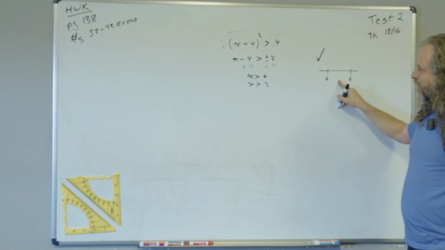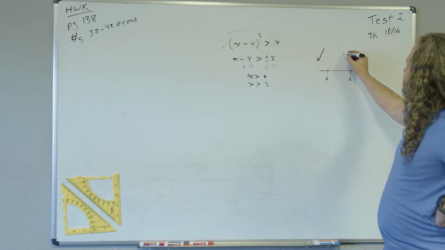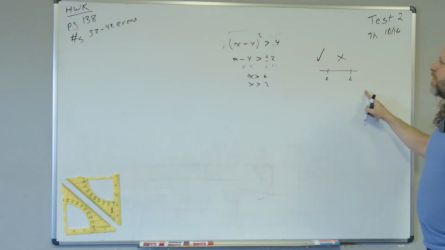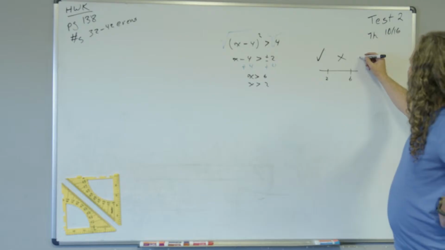If we pick a 4 in here, that's going to be great. 0 squared is not greater than 4. It doesn't work over here. Pick something over here. How about 7, whatever, I don't care. 7, sure, it's fine. 7 minus 4 is 3 squared, which is 9, which is greater than 4. Great.